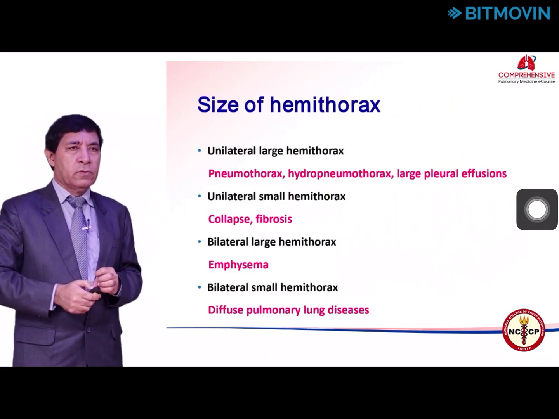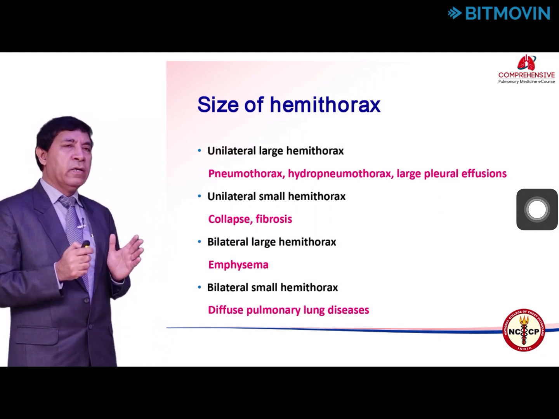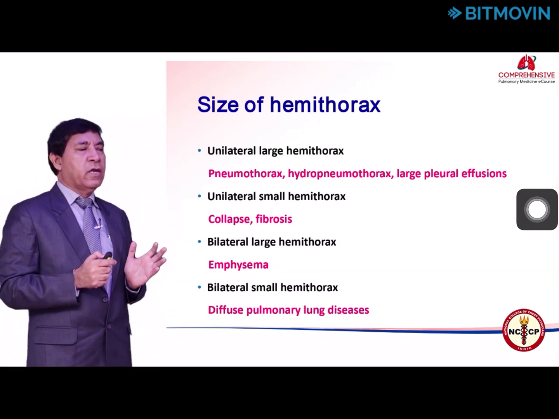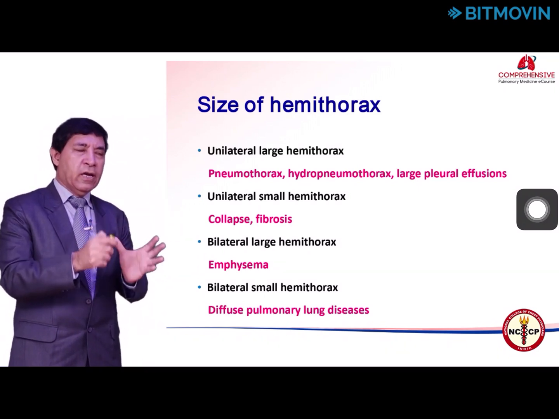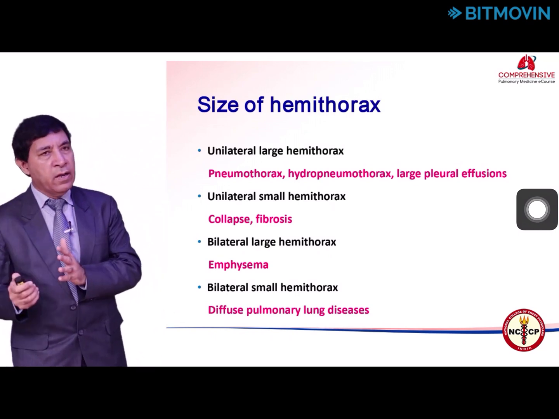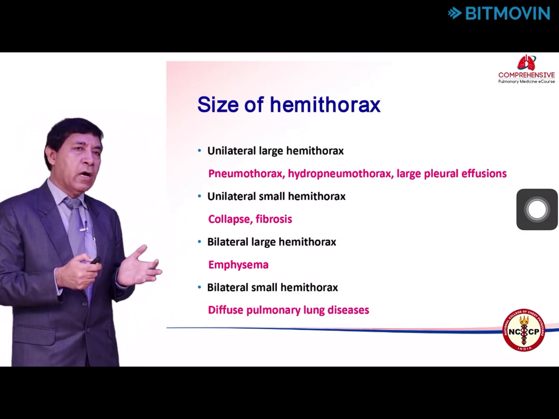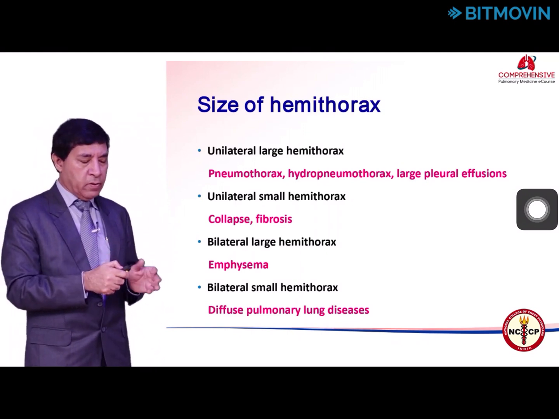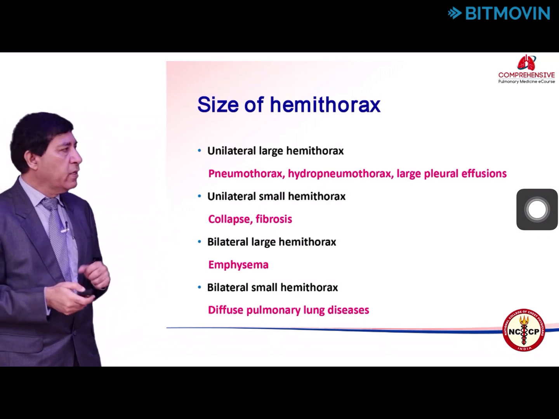Now what happens to the size if you find a unilateral large hemithorax? Now when we say one hemithorax is large, it is very important to say that that hemithorax is large. Otherwise, it can be that that hemithorax is normal and the other hemithorax is small. So we decide that a particular hemithorax is large or small when the movements are restricted on that side, because with the movement sign before this, we have already decided which side is diseased.